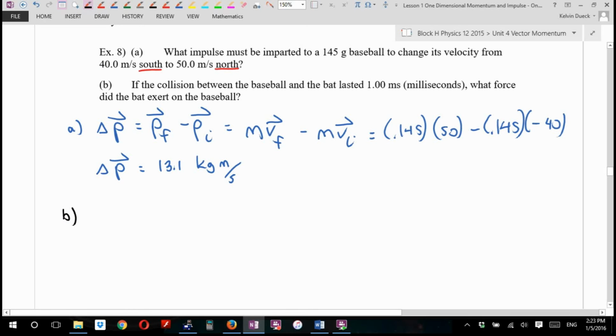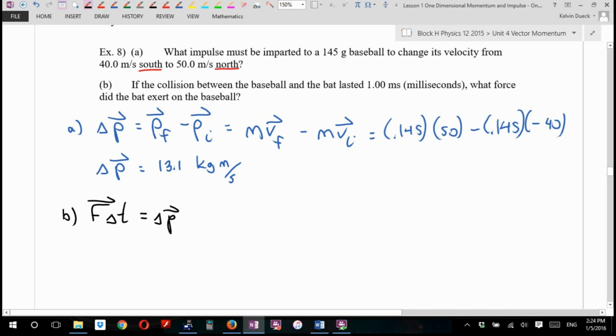Trav, back row. What's B asking me to find? What did I find in part A? Is there an equation that has force and impulse in it? Hey, yeah, I'm not going to go F equals ma. I'm going to go force times change in time equals change in momentum. I'm going to go impulse equals impulse.